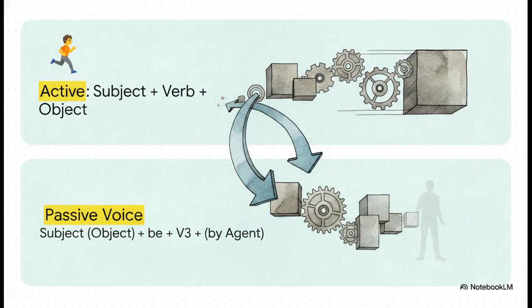Then, we add a form of the be verb, so am, is, or are, and the main verb converts to its past participle form, which we'll call V3. The original doer of the action, well, they get pushed to the very end as a by agent, and honestly, it's completely optional to even include them.